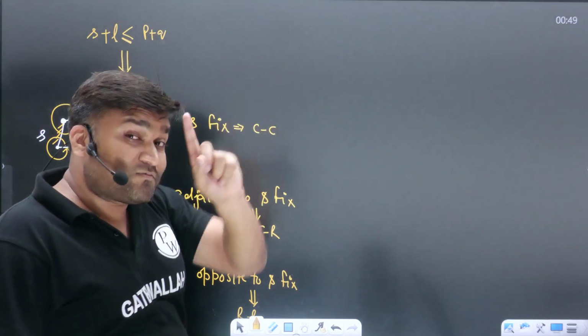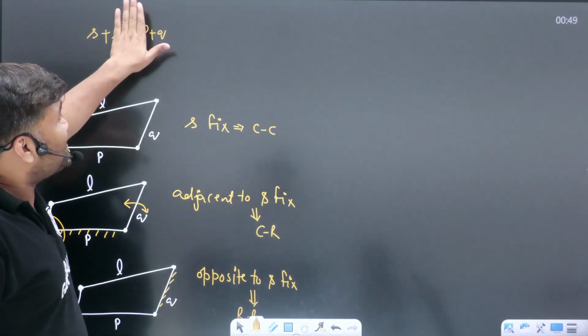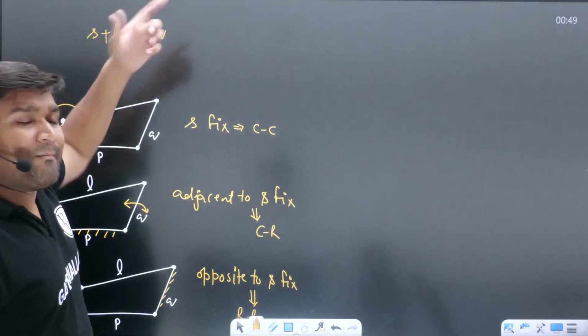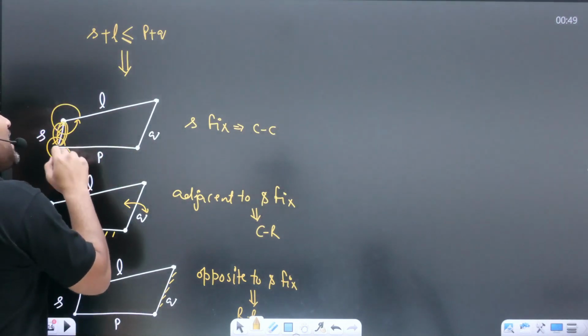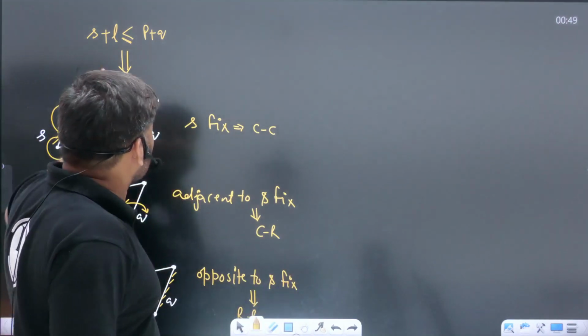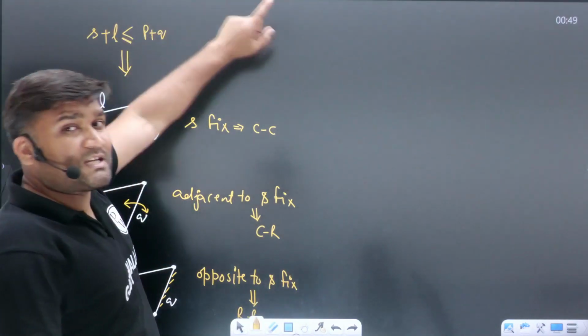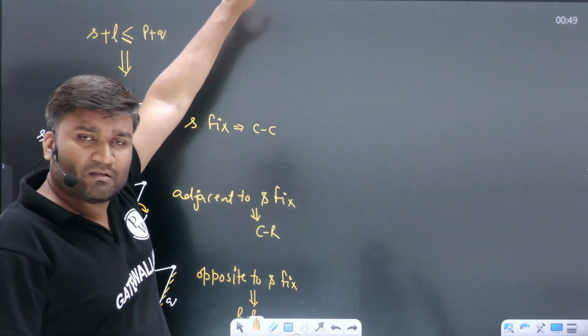So first of all you have to check whether the sum of shortest plus longest is less than p plus q or not. Many people will simply look and say, sir, the shortest is fixed so we get a crank. No. If shortest plus longest, if this Grashoff's law is not satisfied, doesn't matter which link you have fixed, you can never get a crank. Not possible, son.